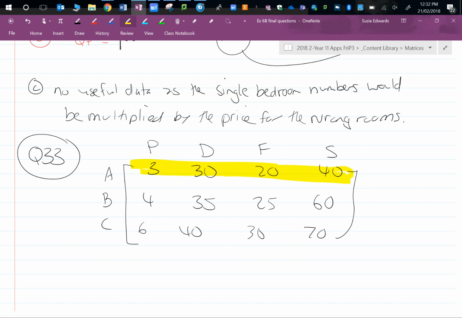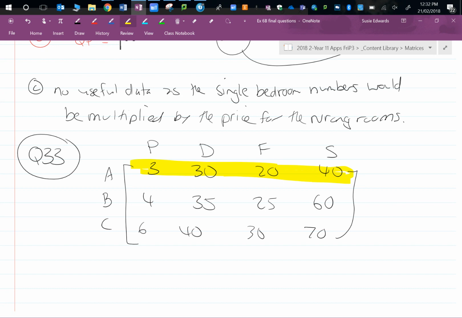Get it? What's the first column mean? 3, 4, 6. The number of poles needed for cubby A, cubby B, cubby C. Okay, we got the story to there. They've also got different dimensions, which we will remember, but I'm not writing down at the moment.